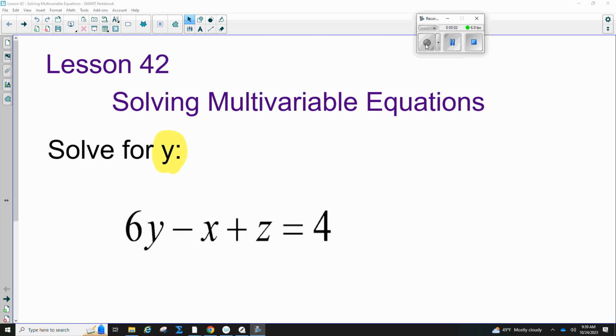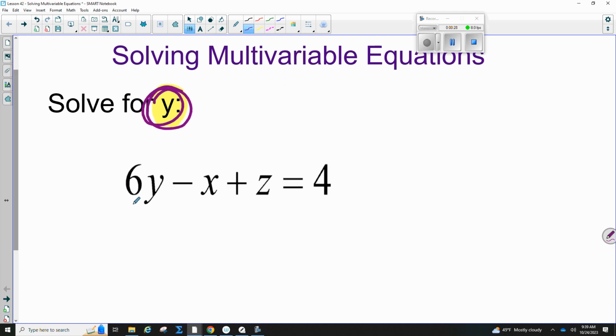All right, you guys, lesson 42, solving multivariable equations. Solve for y. So go ahead and write this down. 6y minus x plus z equals 4. You guys will be doing this a lot in Algebra 1 as well as in Algebra 2. So it's just solving for whatever variable they tell you. So be sure you read carefully on which variable they're telling you to solve for.